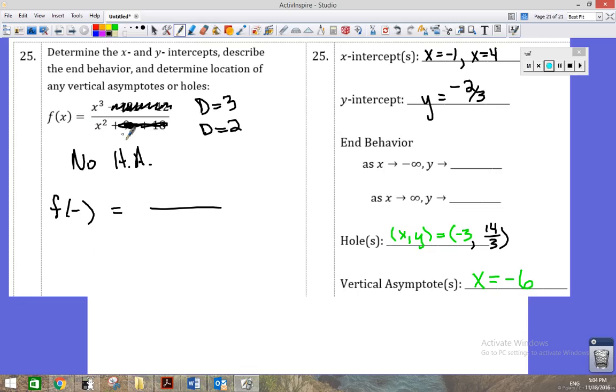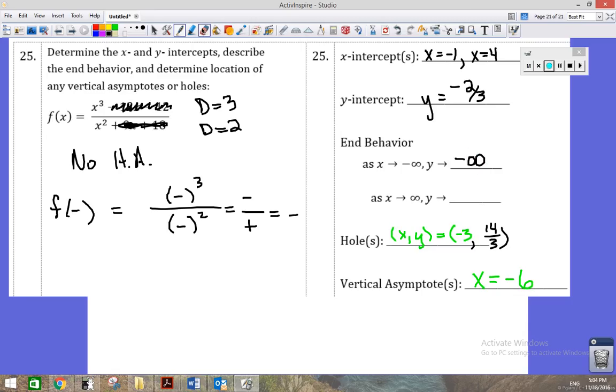So if we plug in a negative value into this function, my numerator has a negative base raised to an odd power. My denominator is a negative base raised to an even power. That numerator is negative, this denominator is positive, so that ratio is negative. So as you move very far to the left, these y values are going down towards negative infinity.